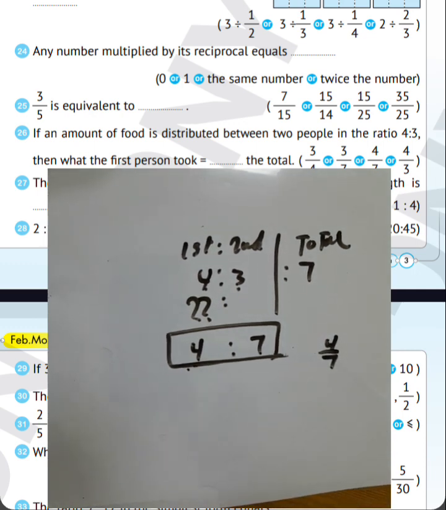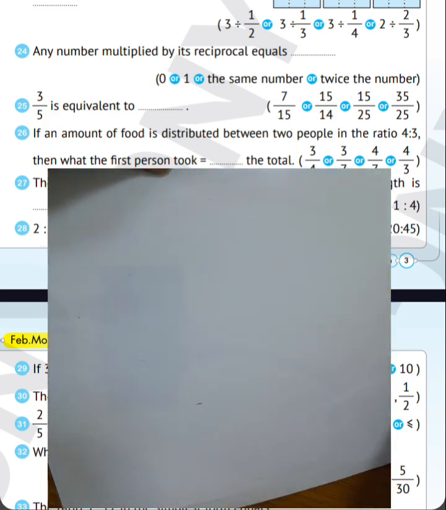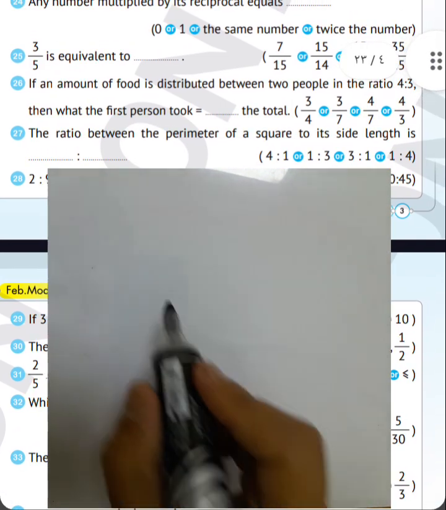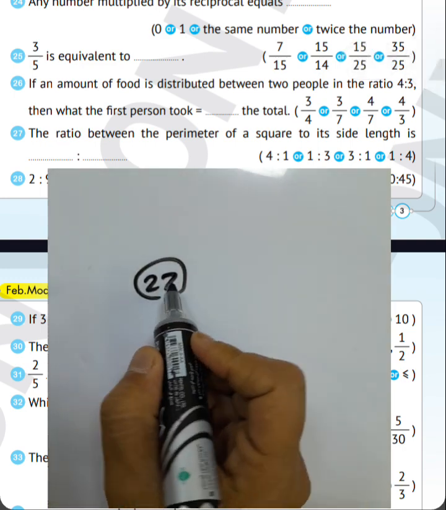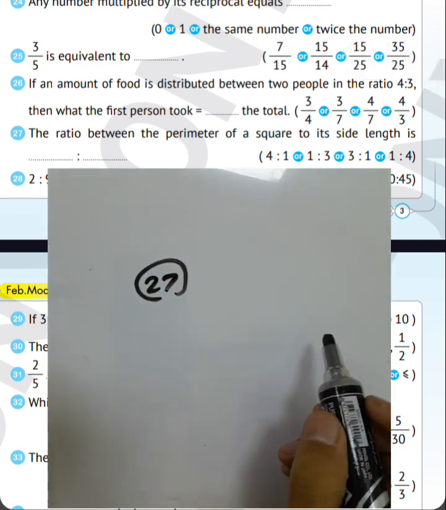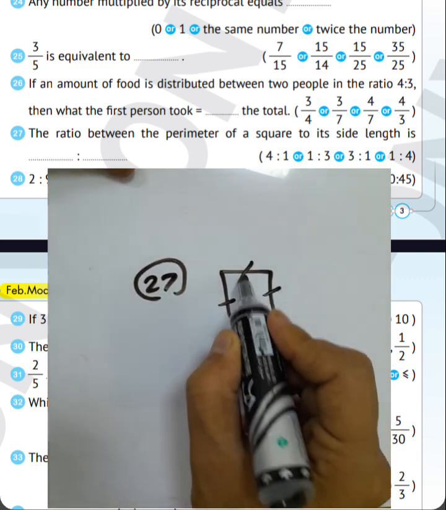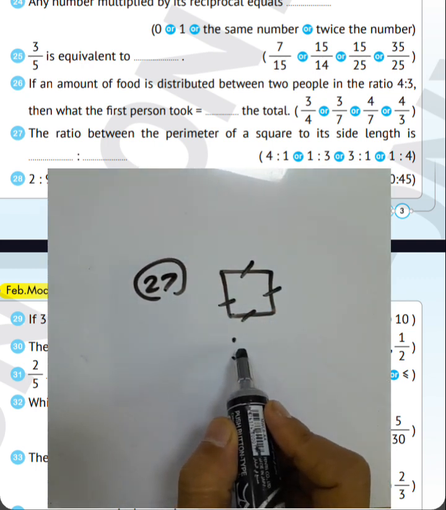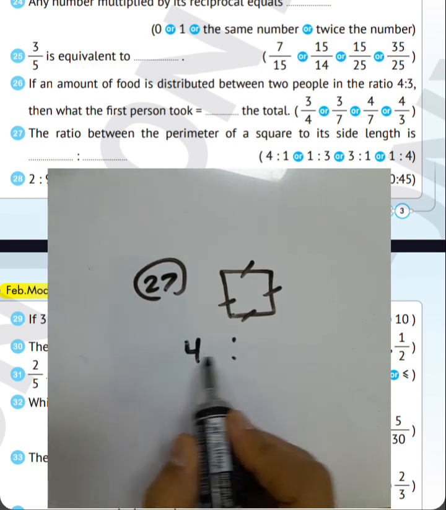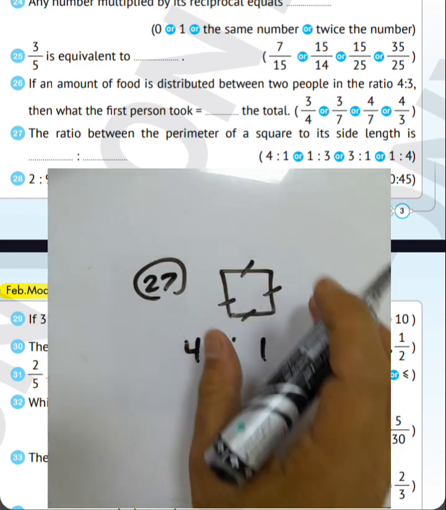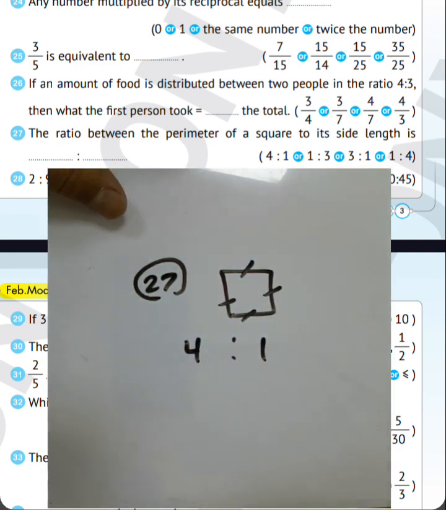Next question. Question 27. The ratio between the perimeter of a square and its side length. We have a square here. You want to find the ratio between the perimeter, which will be 4. We have 4 equal sides. 4 to 1. We have 4 sides to 1 side length. The ratio will be 4 to 1.